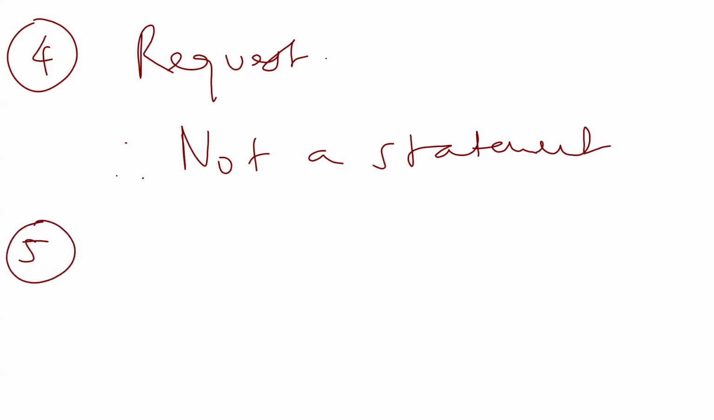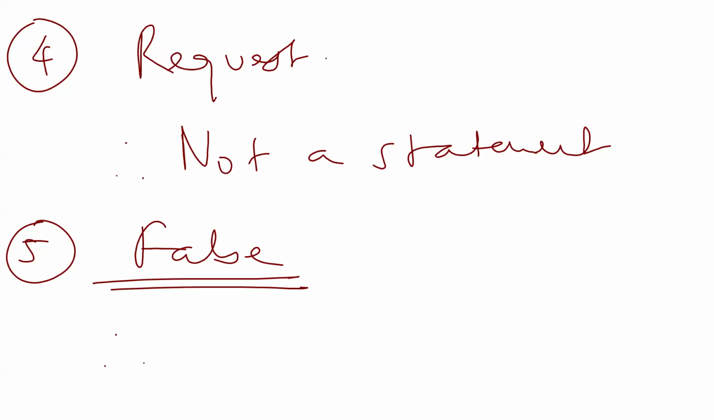Fifth one: root of minus 4 is an irrational number. That's false. Root of minus 4 is a complex number. With the minus sign within the root, it's a complex number. So it's false. Even if it is false, it can be a statement.